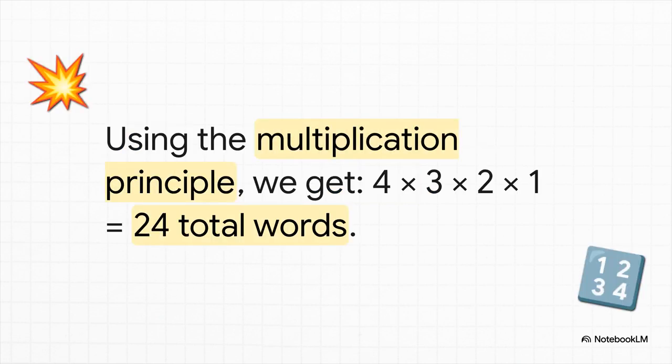Okay, now we bring back our multiplication superpower. We just multiply the number of choices for each spot. 4 choices for the first, times 3 for the second, times 2 for the third, times 1 for the very last one.